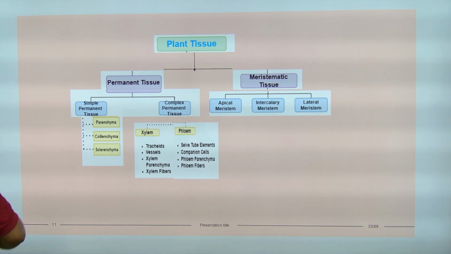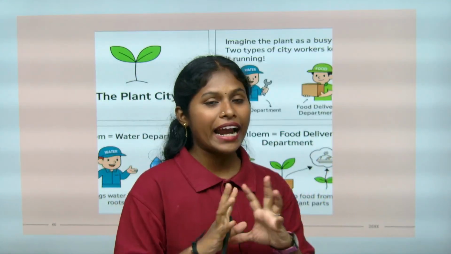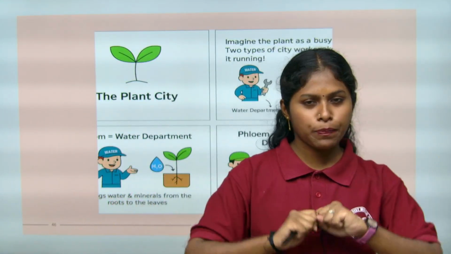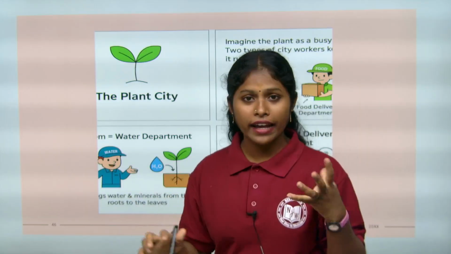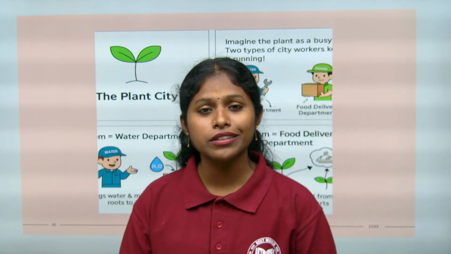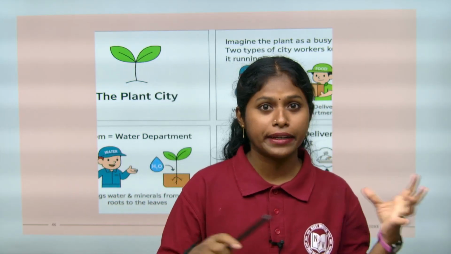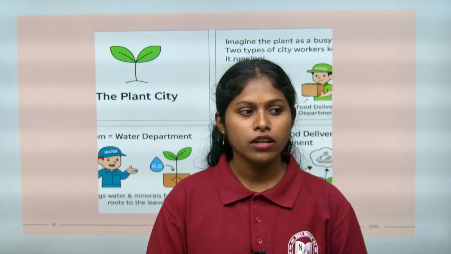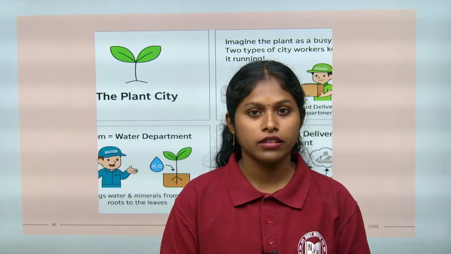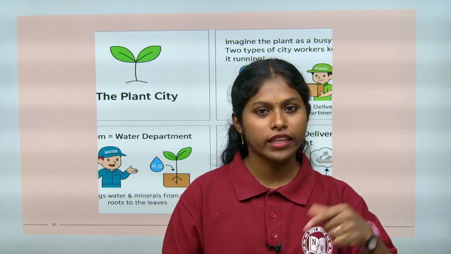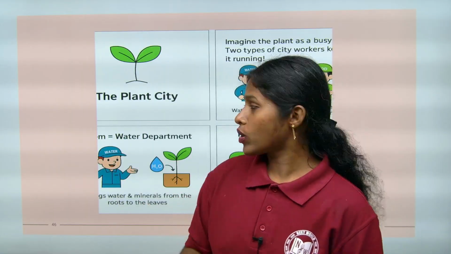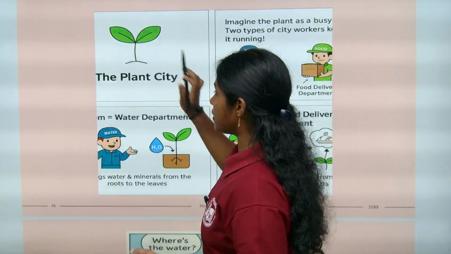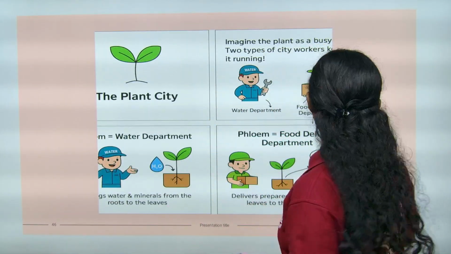Let us see. Consider the plant is a busy city, okay, it is a busy city. When you are in a hurry, what will you do, children, if you want to go on a sudden trip? You do not have any food, so you have to order. You quickly order the things you want, right. So, consider the plant is a very busy city.